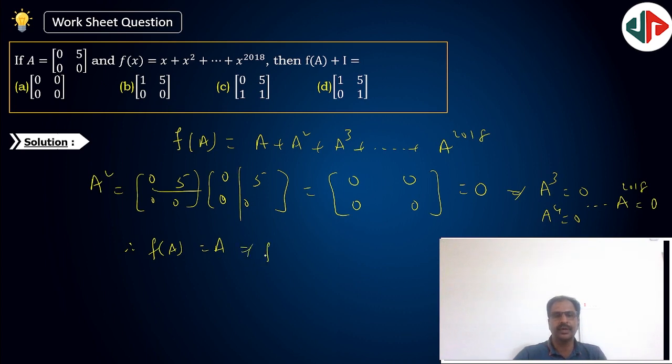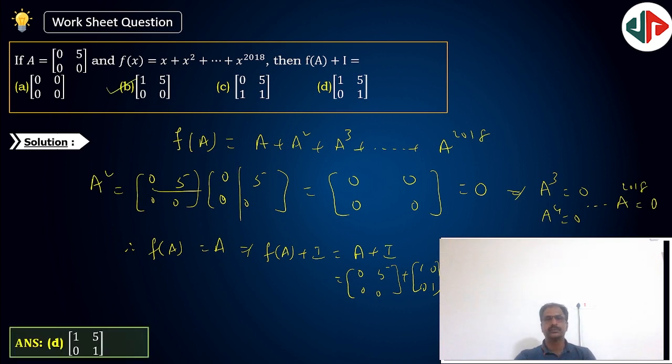Then what is f of A plus I? A plus I. Which means add given matrix with unit matrix. Then what you get? 1, 5, 0, 1. 1, 5, 0, 1 is option B.